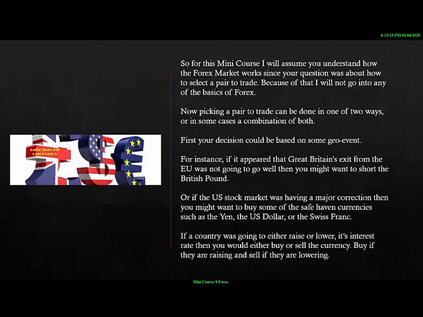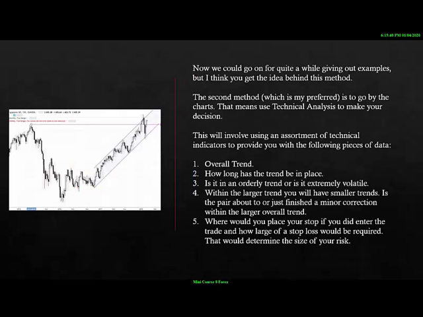For instance, if it appeared that, say, Great Britain's exit from the EU was not going to go well, then you might want to short the British pound. Or if the US stock market was having a major correction, then you might want to buy some safe haven currencies such as the yen, the US dollar, or the Swiss franc. Or if a country was going to either raise or lower its interest rates, then you would either buy or sell their currency. In other words, you would buy if they're raising their rates, and you'd sell if they're lowering their rates.